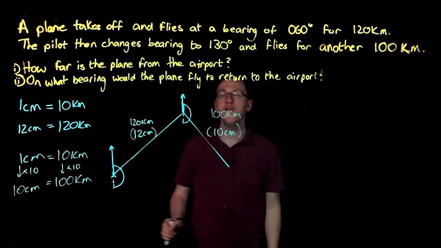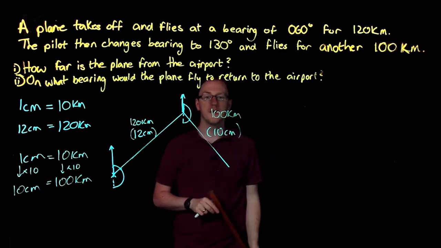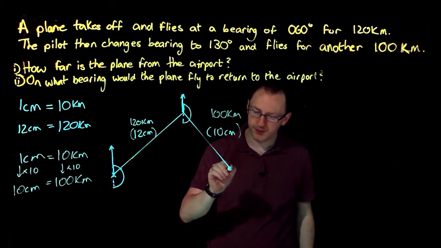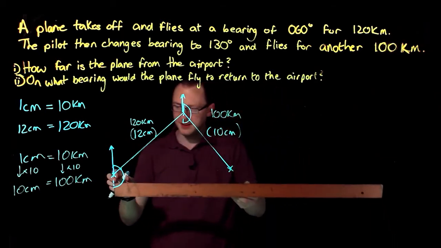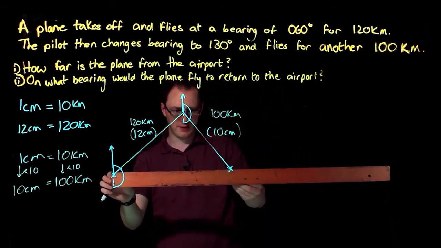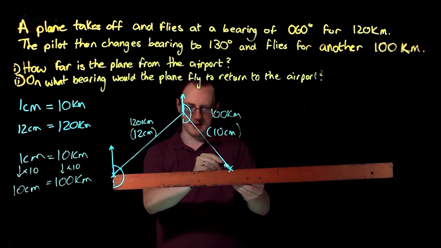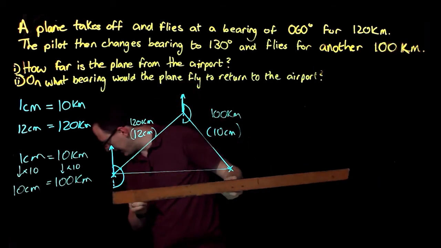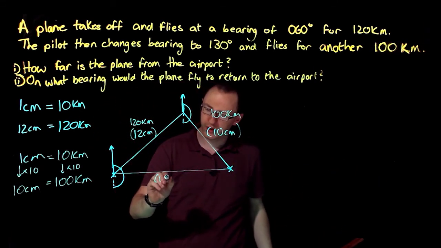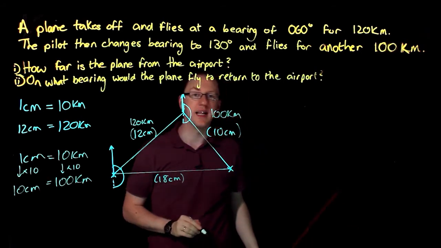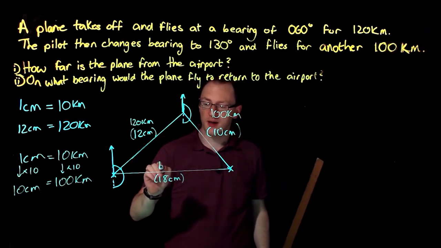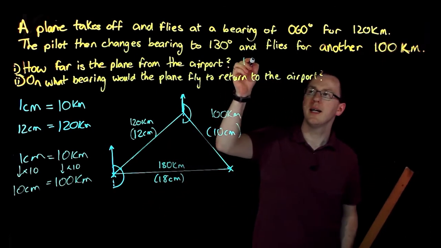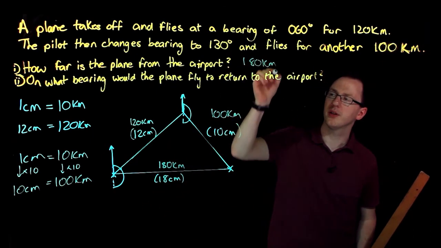So my question is, how far is the plane now from the airport? This is where he is now. And how far is he from the airport? Well, if I measure that distance, it is 18 centimeters. 18 centimeters is the equivalent in our scale to 180 kilometers. So the answer to the first question is 180 kilometers.